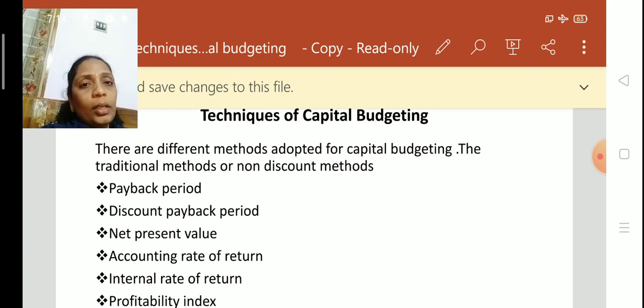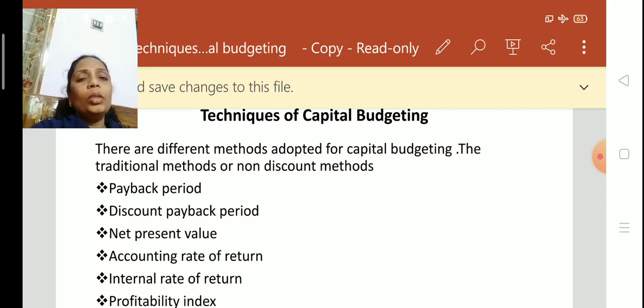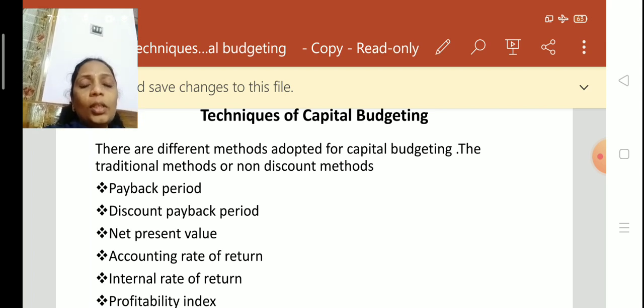Among these techniques of capital budgeting, in our syllabus we have to discuss only two techniques: the payback period and the NPV, that is, the net present value concept. We will discuss these two techniques in another session, sessions 59 and 60.